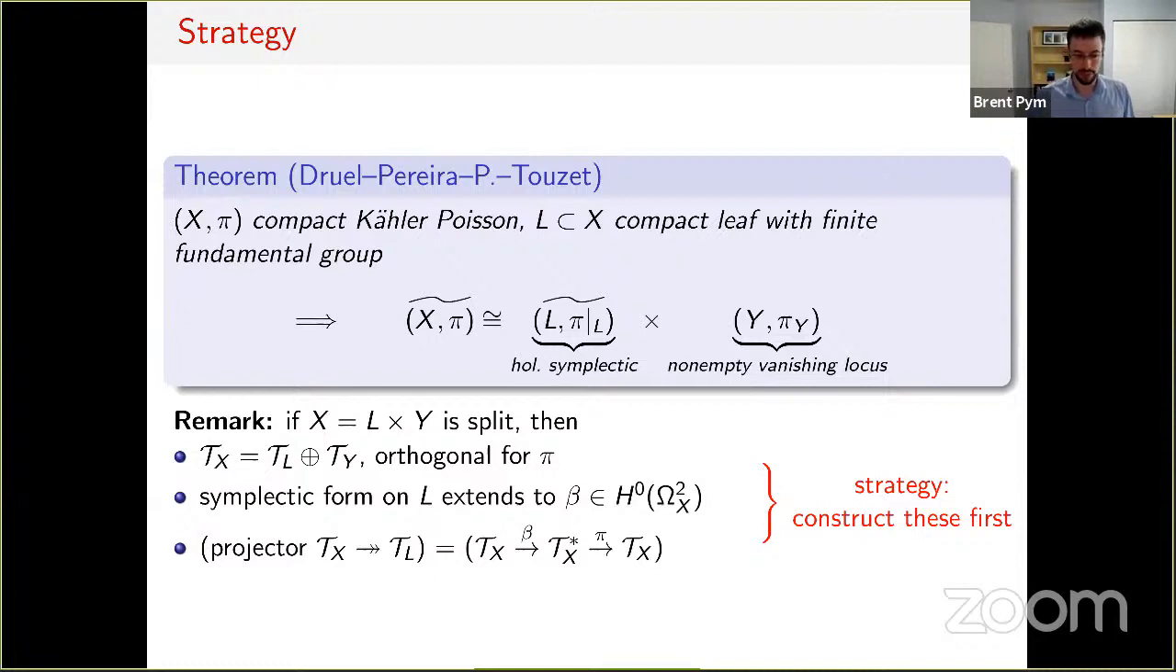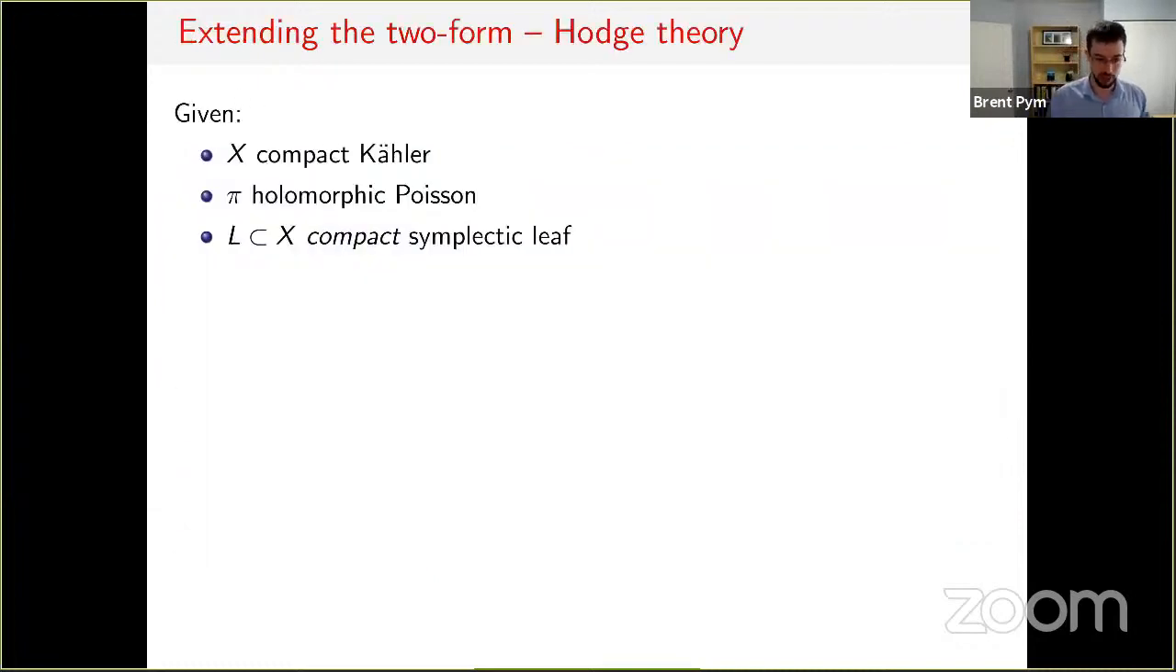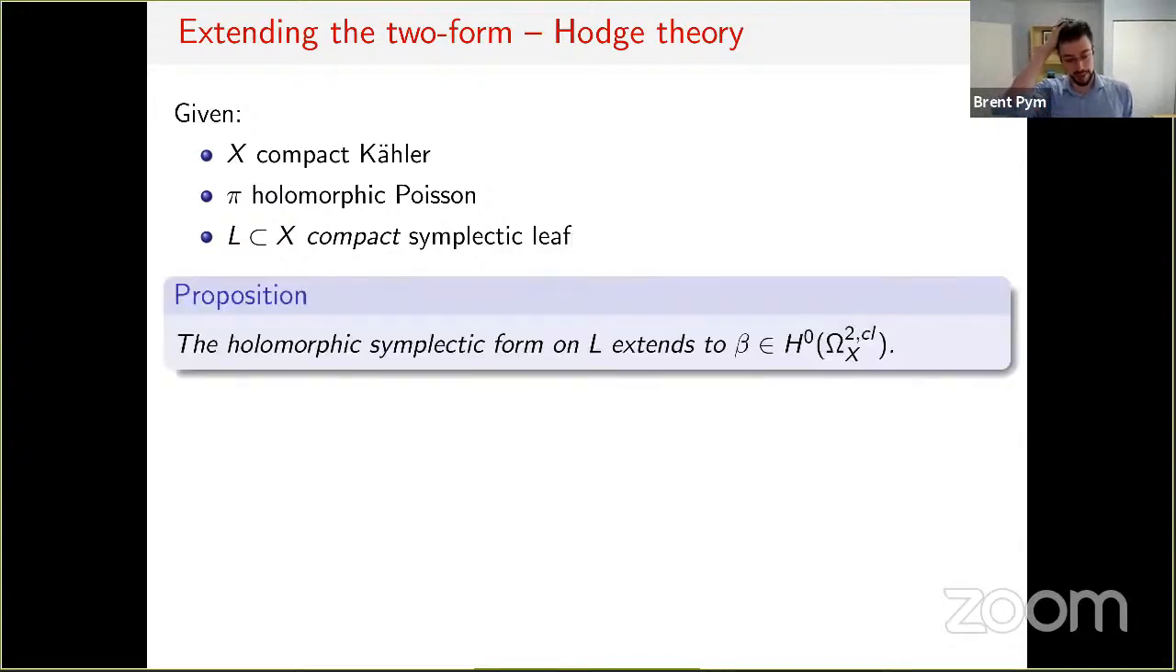Okay. So let me explain how to construct these different pieces. So we have our compact Kähler manifold with a holomorphic Poisson structure and the compact symplectic leaf. On this slide, I don't need to worry about the finiteness of the fundamental group. It's irrelevant. So what I claim is that the holomorphic symplectic form on this compact symplectic leaf must extend to a holomorphic closed 2 form on all of X. Okay. And the proof is to use Hodge theory.